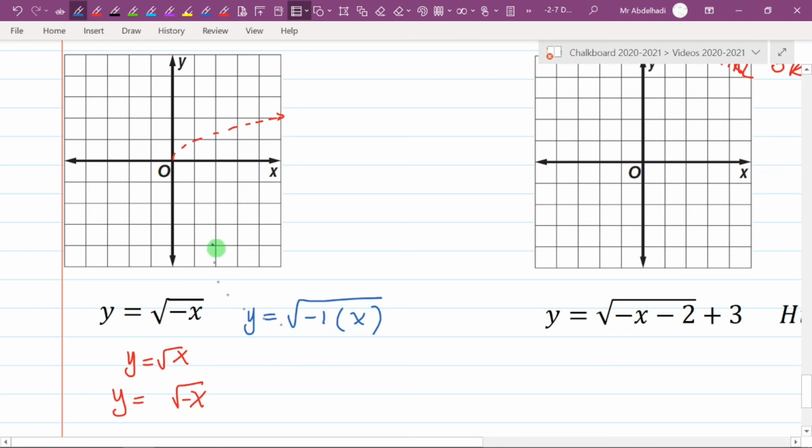Okay, so what do we have? We have this shape flipped horizontally, and unlike the parabola where you couldn't see it, this time you will definitely see it. It's going to go like that. There's your horizontal flip on y equals square root of x. Let's go on to this last one here.